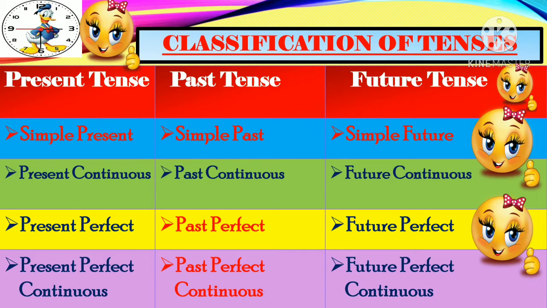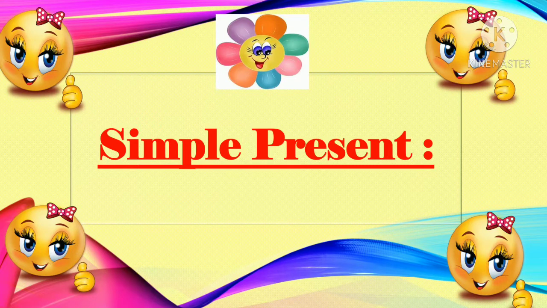In the same manner, we have simple past, past continuous, past perfect, and past perfect continuous in past tense. Again, future tense is also divided into four types such as simple future, future continuous, future perfect, and future perfect continuous. Practice all these 12 forms along with their structures in order to enhance your speaking and writing skills of English language. Children, in this video we shall discuss the first two forms of present tense. They are simple present and present continuous.